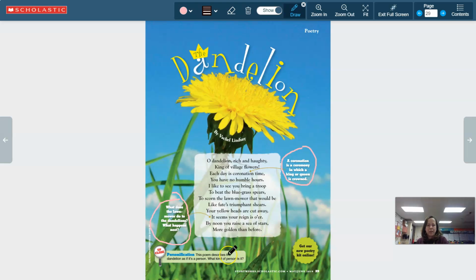So, personification, we're looking for that. This poem describes the dandelions as if it's a person. What kind of a person is it? Probably a king, a haughty, rich king, and kind of a know-it-all. And they think every day is a coronation because every day the dandelion keeps growing. And they have no humble hours, which means they never go away. They keep working and they're always growing. So that's a neat poem, the dandelion.